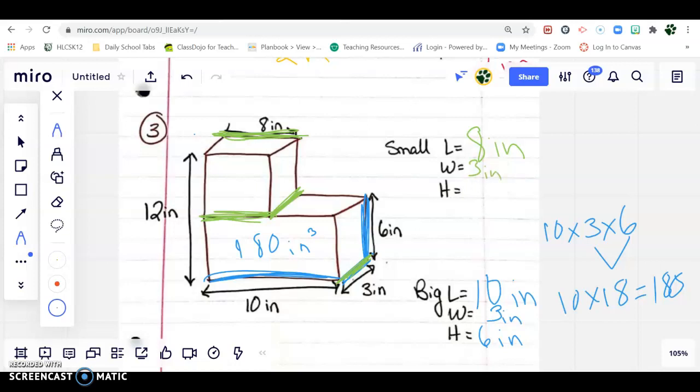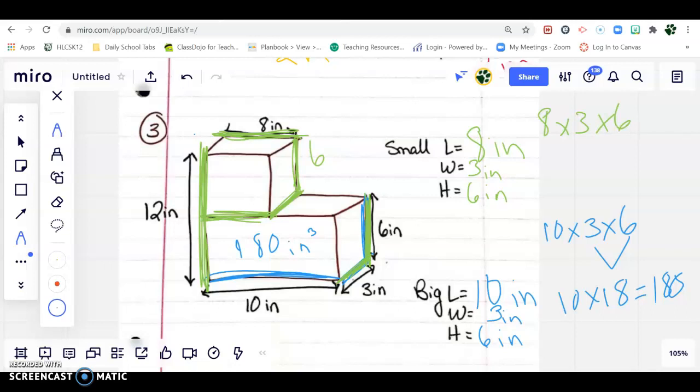Okay. And then my height, I've got to do some thinking around to get my height. So my height right here overall is 12 of the 2 boxes together. But I know that this bottom big box is 6. So 6 plus what's going to get me 12? Well, 6 plus 6 is going to get me 12. So that tells me that my height of my small box is 6. Sorry, I don't know why I said bottom. So now I've got to multiply that out. So I have 8 times 3 times 6.